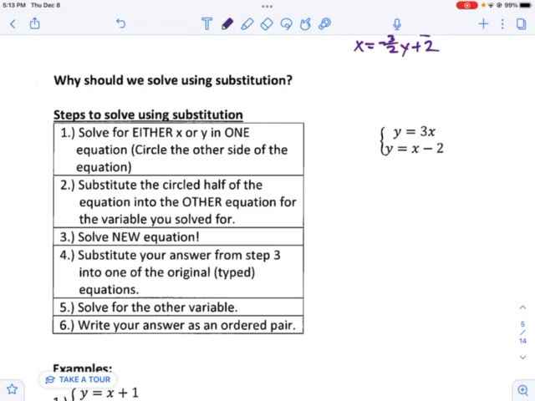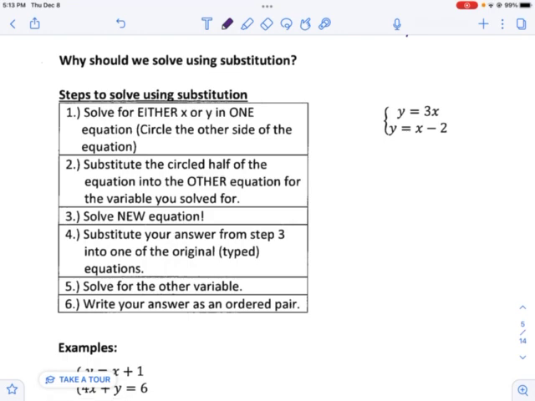So we've got 6 steps here. We're going to look at step number 1: solve for either x or y in one equation. We only need to do one equation, so circle that or highlight that. Then we need to substitute the circled half of the equation into the other equation. All right, and solve. Let's stop there and go through our example problem.